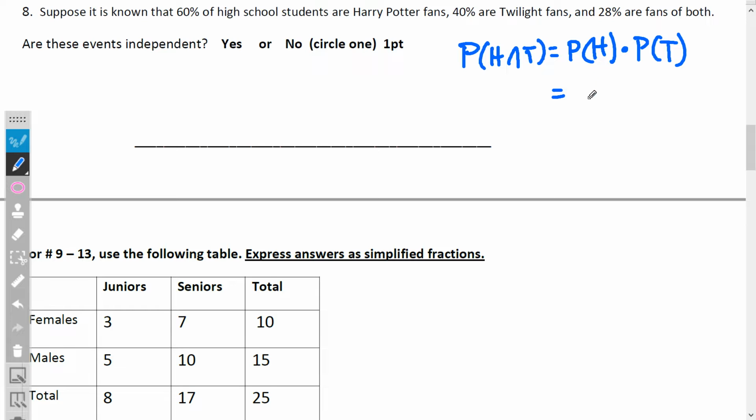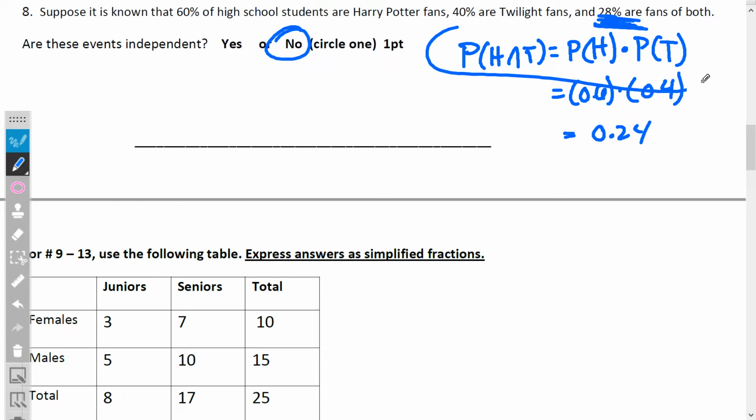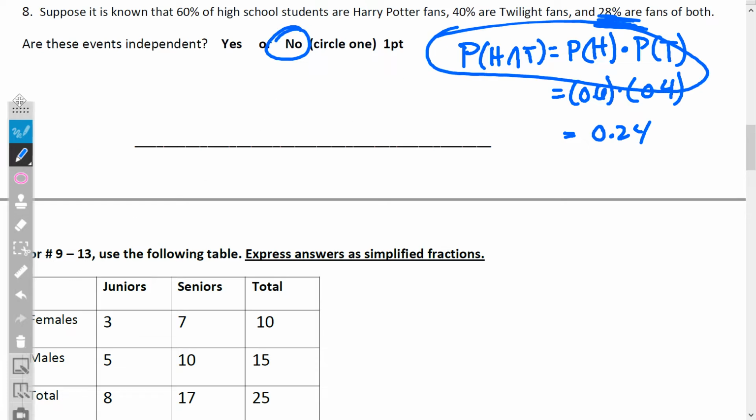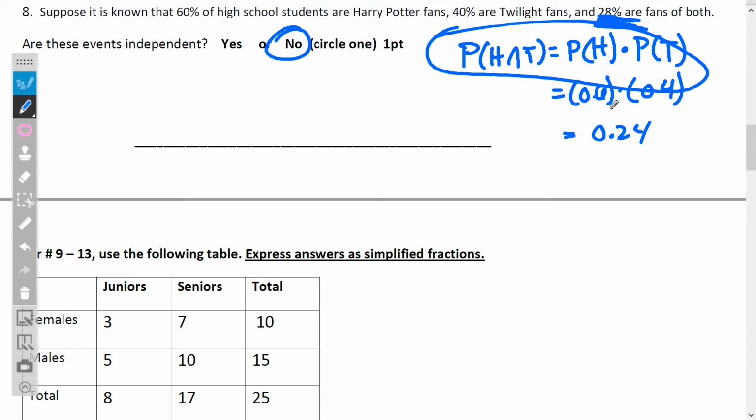Okay, so I'm going to take the Harry Potter probability, 0.6, and multiply that by the Twilight probability, 0.4, and I get 0.24, which is not the 28% that I was looking for. It's 24%, not 28%, so these are not independent events because this formula does not calculate the probabilities properly. One of these should have been conditional.